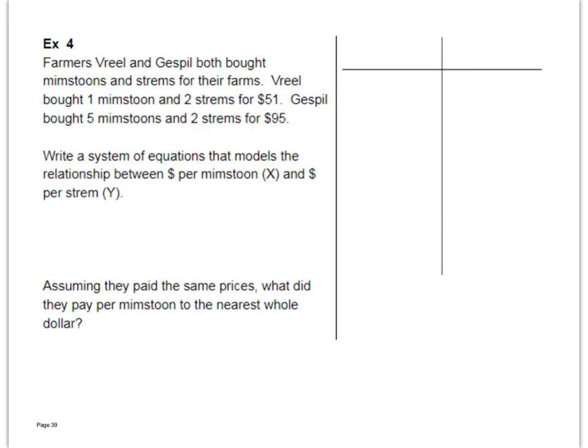Farmer Real and Jepsel bought Mimstoons and Strems for their farms. Say that 5 times fast. Real bought 1 Mimstoon and 2 Strems for $51. Jepsel bought 5 Mimstoons and 2 Strems for $95. Now that sounds like 2 equations to me. There's a Real equation that looks like 1 Mimstoon plus 2 Strems gives us $51. If you multiply by the money that each costs, that's what you get.